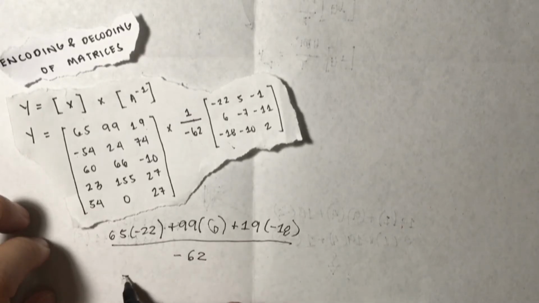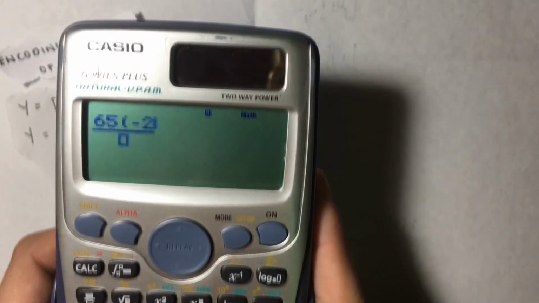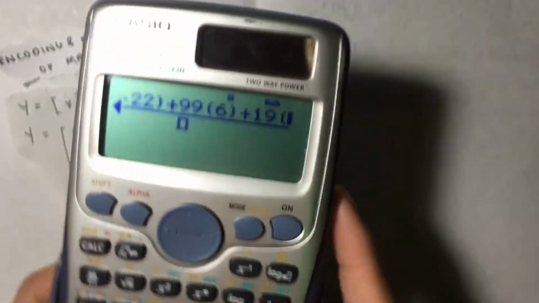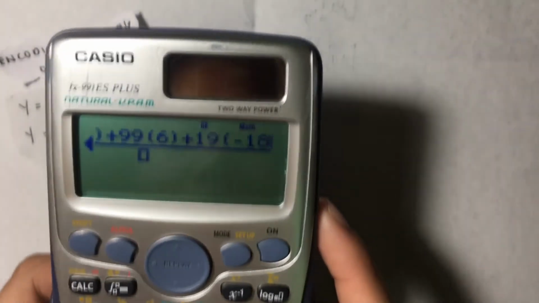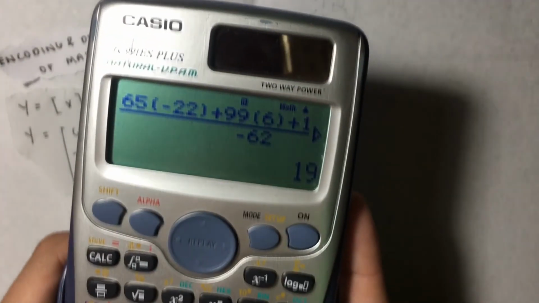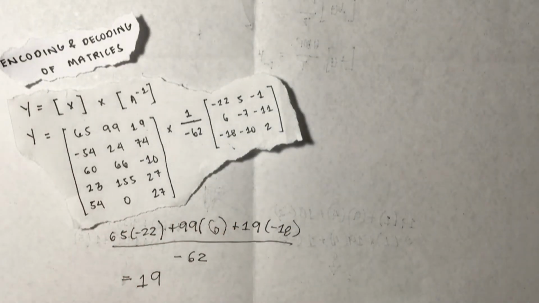So I'll show you in the calculator, of course. So 65 again multiplied by negative 22, plus 99 multiplied by 6, plus 19 multiplied by negative 18, all over negative 62, which equals 19. So that is the first value in our matrix.